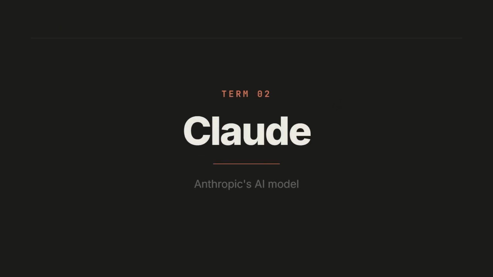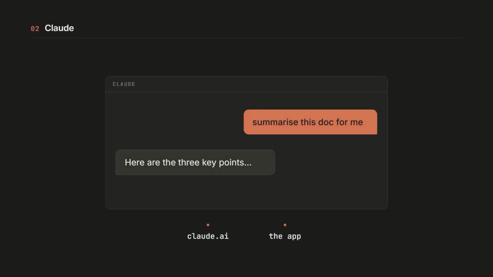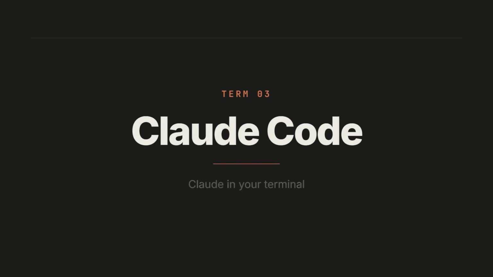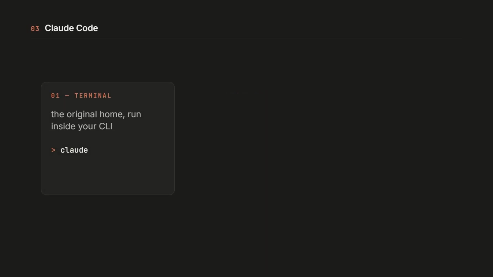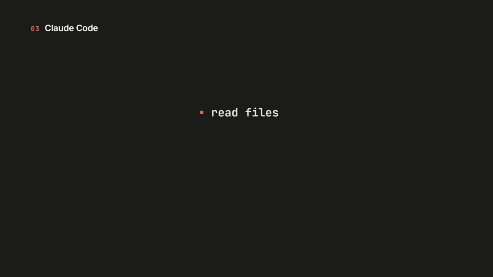Claude. This is Anthropic's LLM AI model. It's the thing that you're actually talking to when you prompt it in the chat box on the site or in the app. Claude Code. This is Claude that lives in your terminal instead of a chat window, but more recently you can actually use it in a dedicated GUI window on the Claude app or as an extension in a code editor. And it can actually read files, write files, and run commands on your computer.